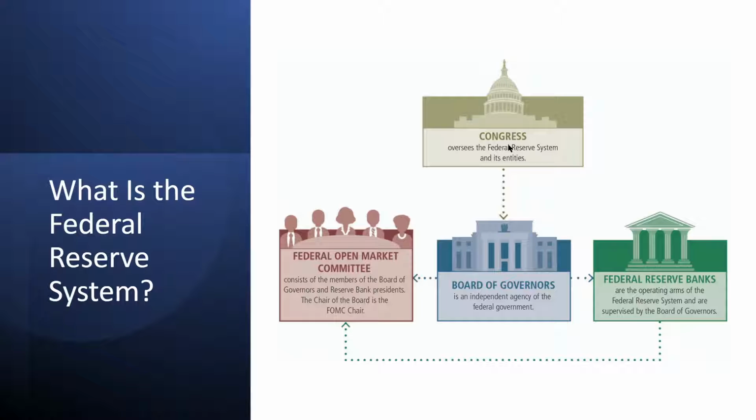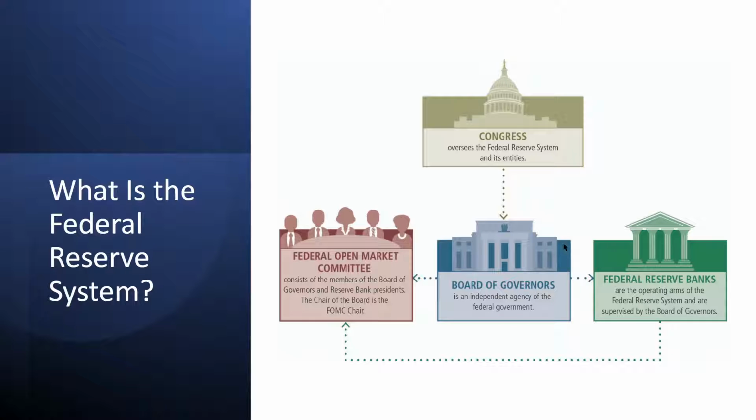Well, people in the Federal Reserve who are appointed to the Board of Governors are done so by Congress, and Congress has the ability to oversee the Federal Reserve System and its different entities. The Board of Governors is actually an independent agency of the federal government, so you get appointed by the president, approved by the Senate, and then you work independently, meaning the president can't fire you. Congress can call you before it, but you could also choose not to go, I guess.